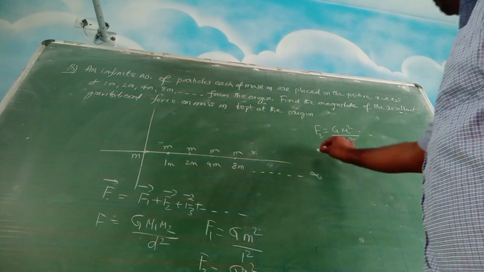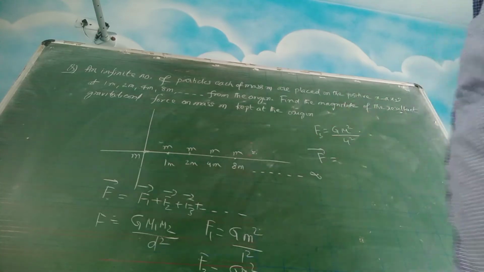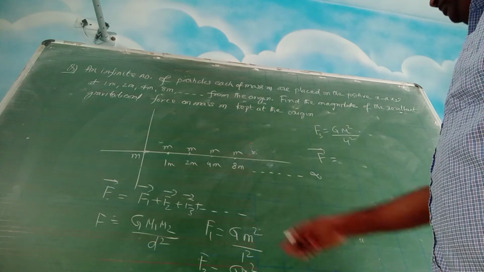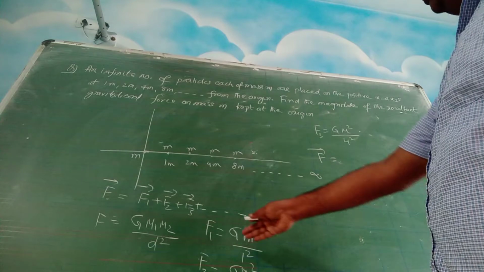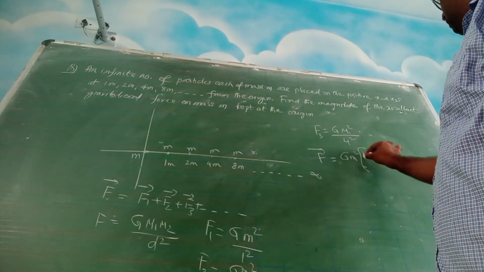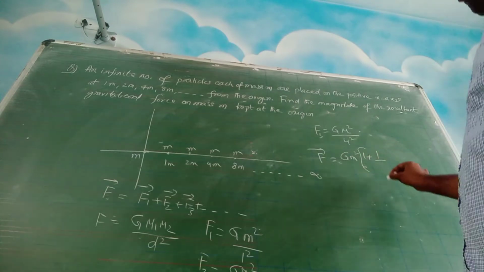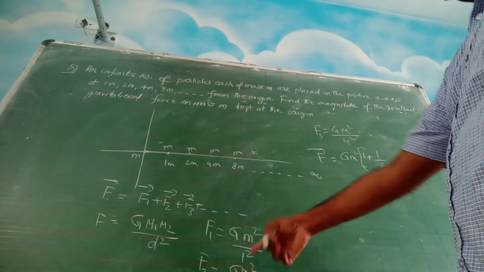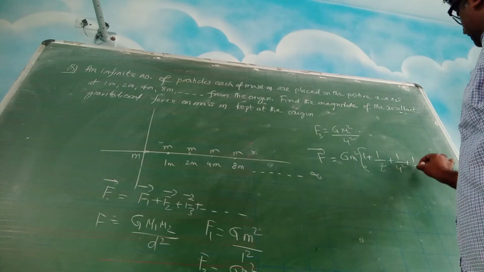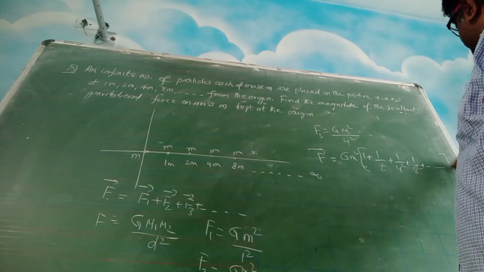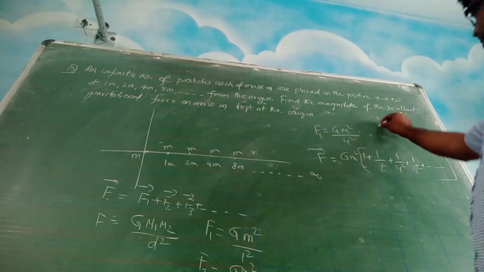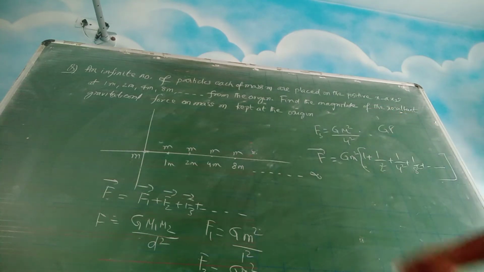Okay, so the total force F is equal to, we need to add all this. So when you want to add, G m square is common, so you can take G m square common. So it is 1 plus 1 by 2 square, because 1 upon 1 square is 1, plus 1 by 4 square plus 1 by 8 square plus so on. Which type of series is this? This is a GP series, and that too an infinite GP series.